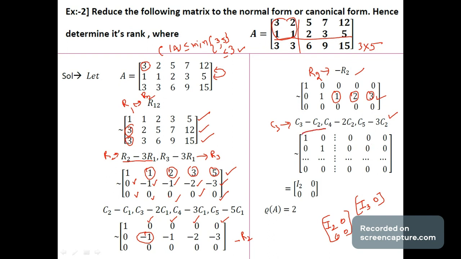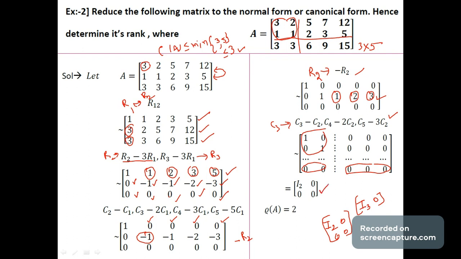Now, this is the I2. This is the 0 matrix of 2 by 3. This is the 0 matrix of 1 by 2: 1 row, 2 columns. This is the 0 matrix of 1 by 3: 1 row, 3 columns. So that is the normal form.